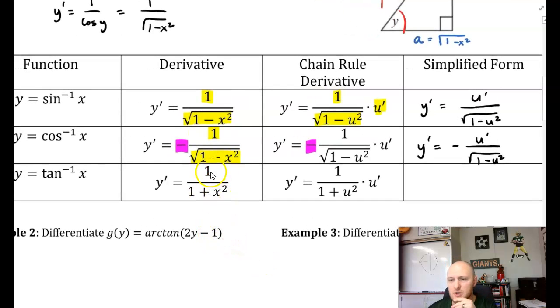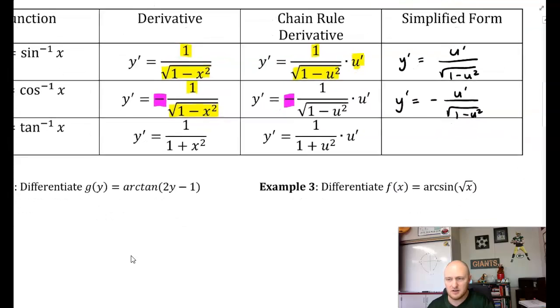It is a fraction. I do have 1 over 1 plus x squared. So notice the similarity in the structure, except I don't have a square root and it's a plus instead of a negative. Okay, these are the three most common. There are derivative functions for secant, cosecant, and cotangent inverses: arcsecant, arccotangent, arccosecant. But they rarely, if ever, come up on the AP test. So I'm going to leave those off.